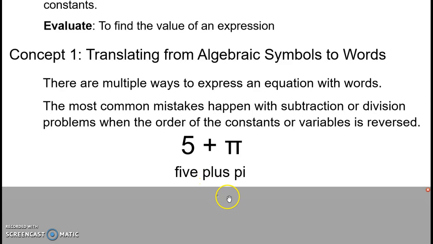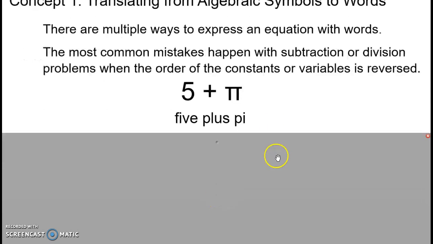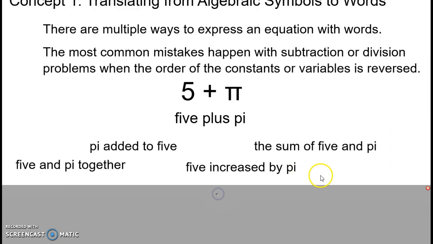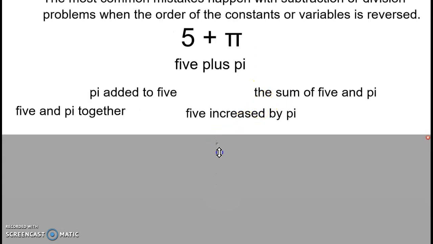So this is just 5 plus pi. And plus is the most common. It's the one we all recognize. But again, there's lots of different ways to represent it. We could say this is pi added to 5, or 5 and pi together, 5 increased by pi, the sum of 5 and pi. But because this is addition, we can also flip them around. This could be 5 plus pi, but we could write this as pi plus 5, and it wouldn't change our answer. It wouldn't change the value that those equal. Okay, this is not the case with subtraction or division.